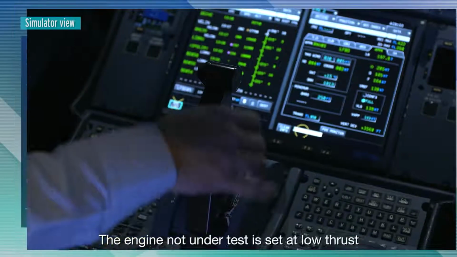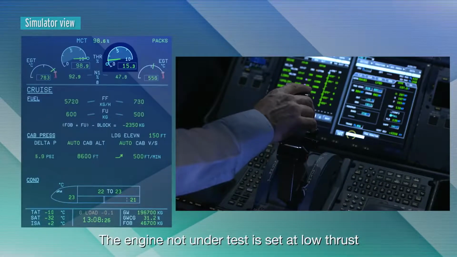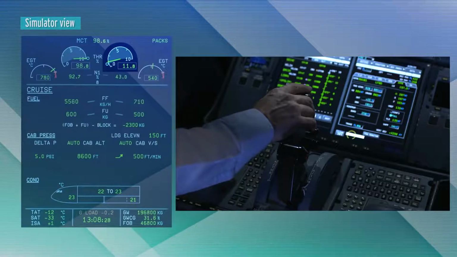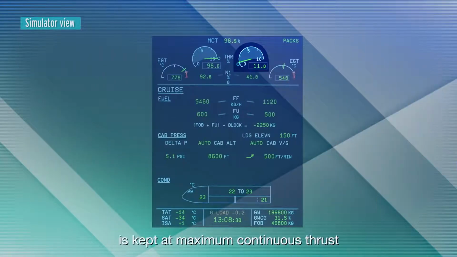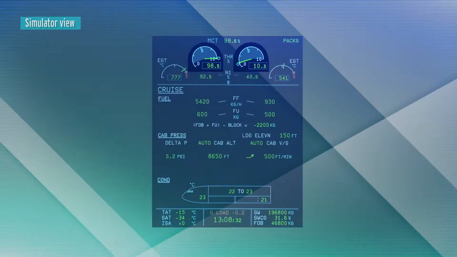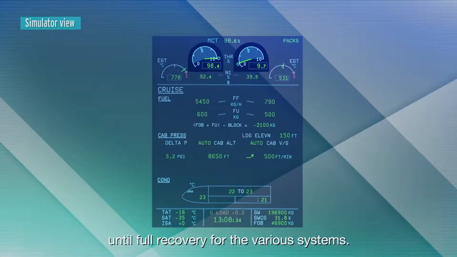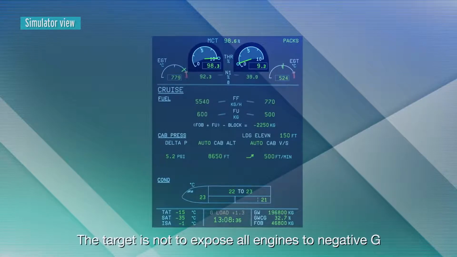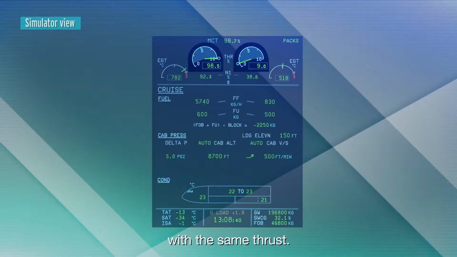The engine not under test is set at low thrust when pushing on the stick. The engine under test is kept at maximum continuous thrust until full recovery for the various systems. The target is not to expose all engines to negative G with the same thrust.